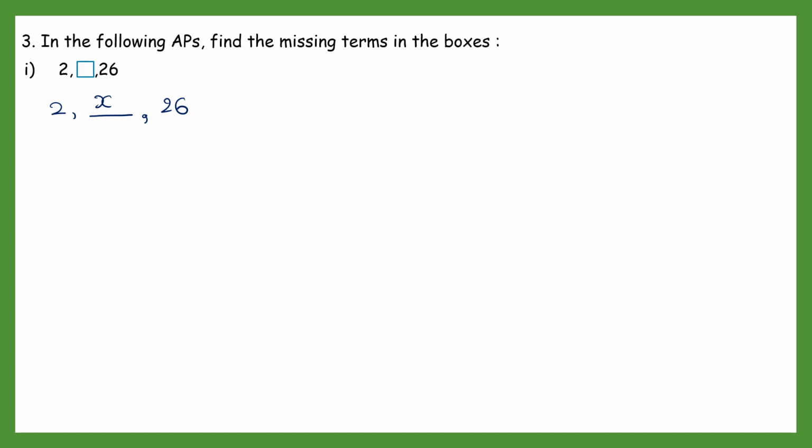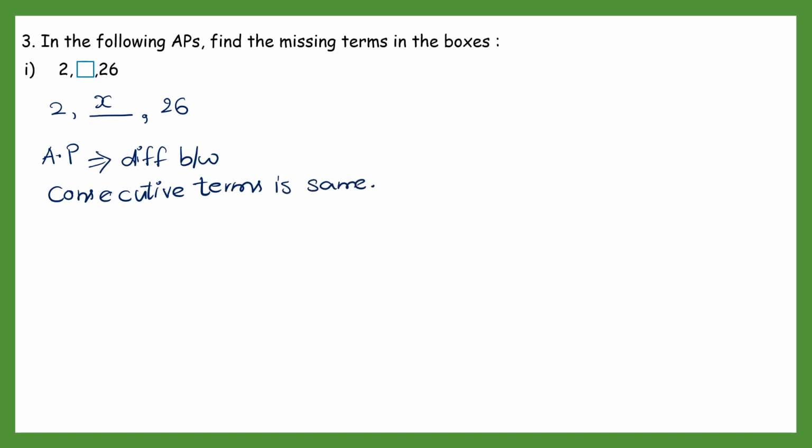In our arithmetic progression, what do we know? The difference between consecutive terms is always the same. The difference between consecutive terms is the same in an arithmetic progression. We know this. So, this is the first term, this is the second term and this is the third term. The difference between the consecutive terms must be the same.